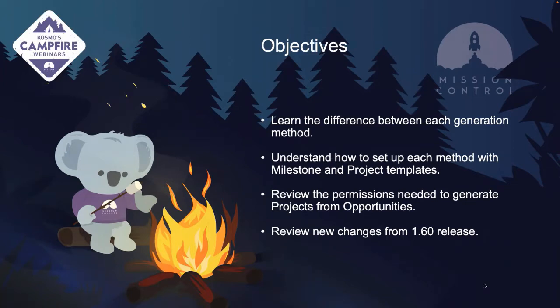So with the objectives today, we want to learn the difference between each generation method, how to set these things up, and review the permissions that you need to generate projects from opportunities. We also have some new changes with the new 1.60 release. So I want to make sure that you guys get all of that information as well.